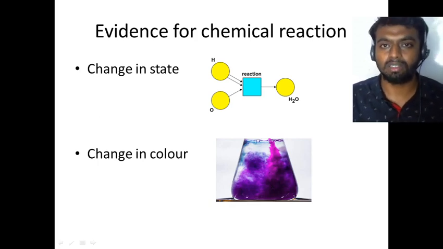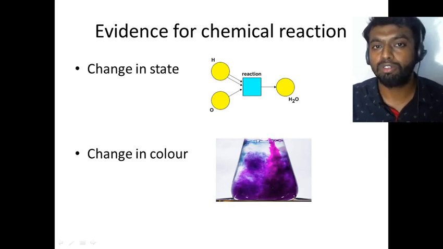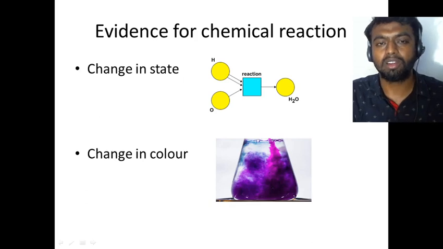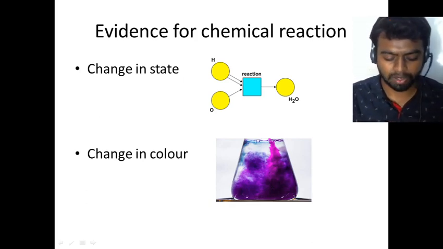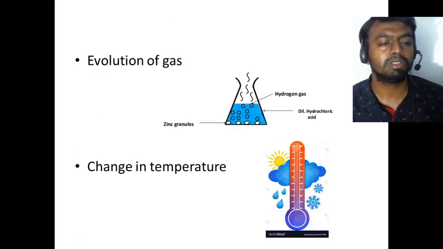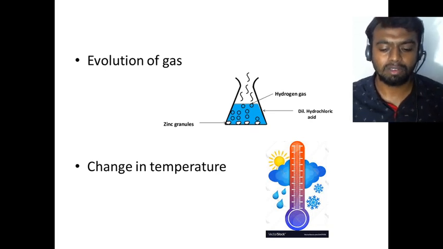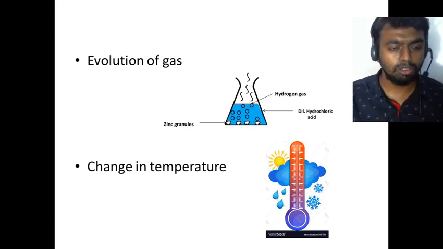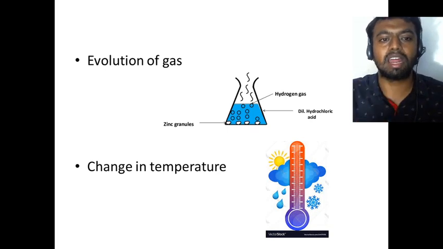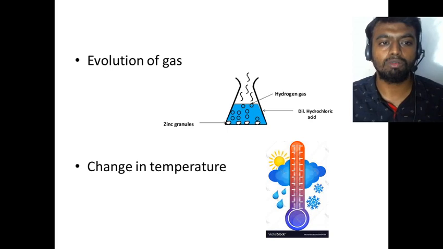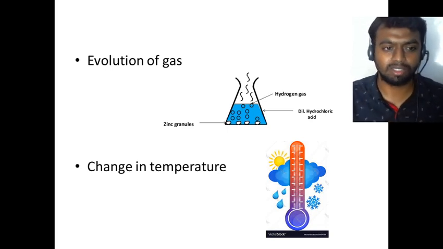Next, change in color. A raw mango is green in color, and a ripened mango is yellowish. That yellowish color formation, you can say that a chemical reaction is happening in it. Then the third example, evolution of gases. It is also one of the evidences for you to understand whether the reaction is happening or not. If you add a small amount of HCl to zinc granules, hydrogen gas will evolve. Wherever gases are getting evolved, you can consider that a chemical reaction is happening.